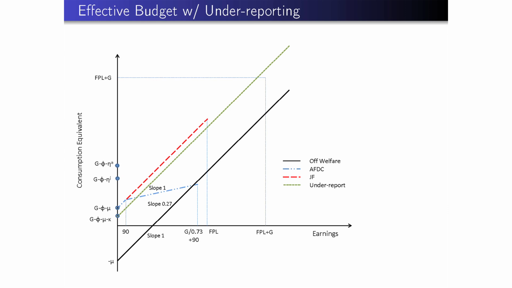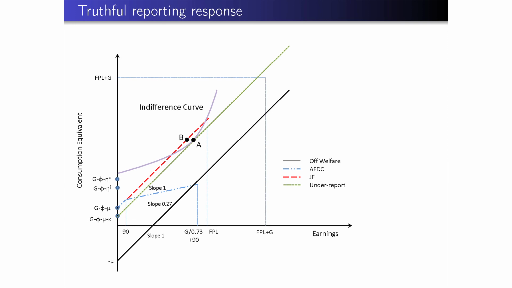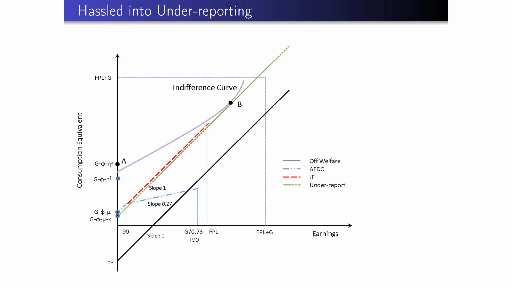There are 2 things that can happen now. One is that there could be a truthful reporting response to reform, okay? So in other words, you could have been a liar. You were on the green line, point A, under AFDC, because your utility curve looked like this. And under Jobs First, you choose to become a truthful reporter because the tax rate on your earnings is 0 below the federal poverty line. So why bother lying? Another thing that could happen that's more nefarious is that you could be hassled into underreporting. Okay, so we've got 2 new allowable responses.